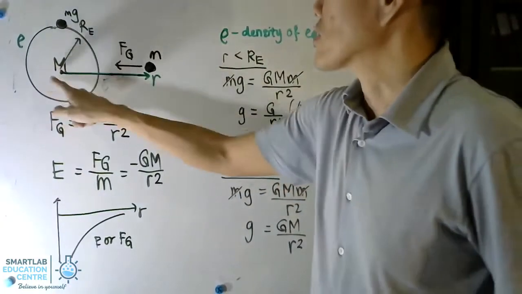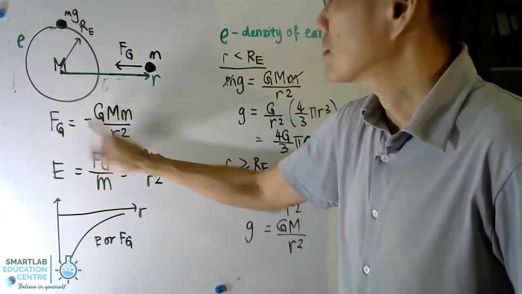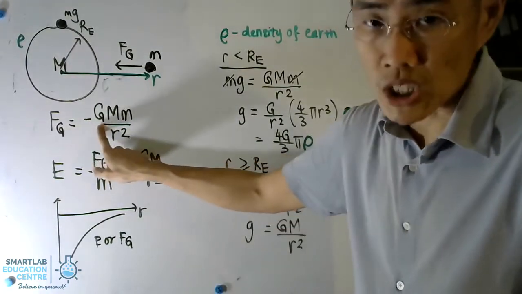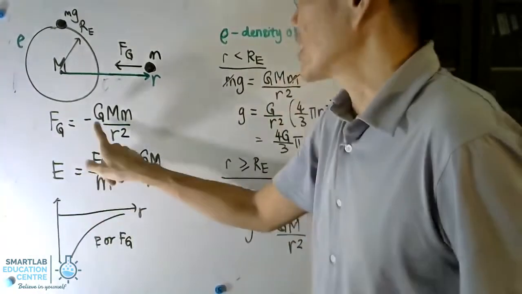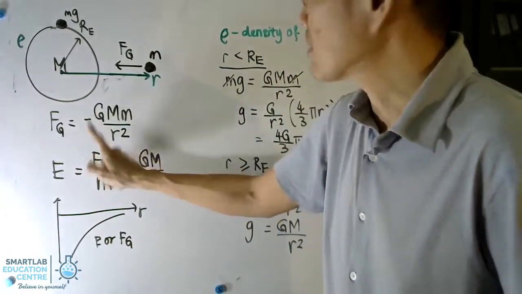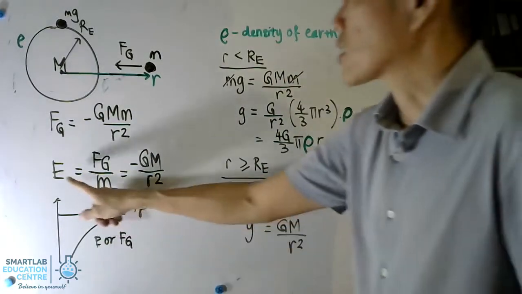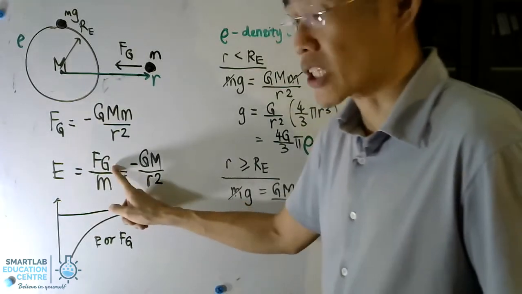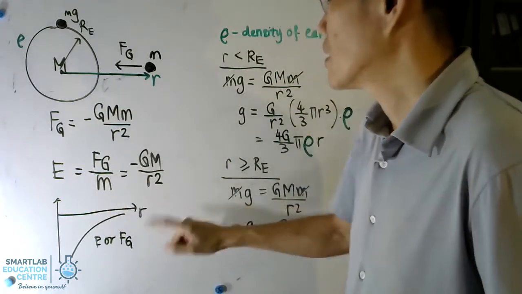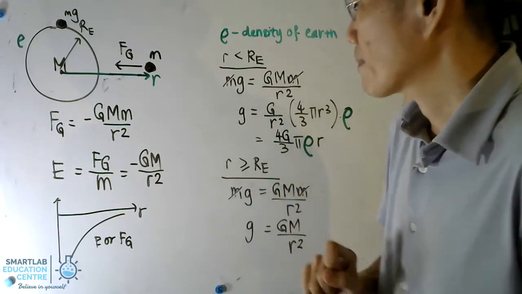Since the attraction force is in the opposite direction of R, we have to put a negative sign to it. And last but not least, G is the universal constant of gravitation, which is actually in your data booklet. E is the gravitational field strength. The gravitational field strength of the mass M is the gravitational force per unit mass. So in this case, you will end up with minus GM over R squared.